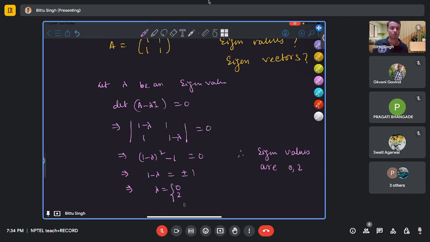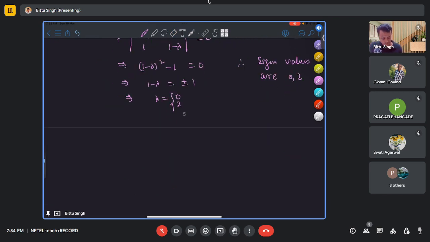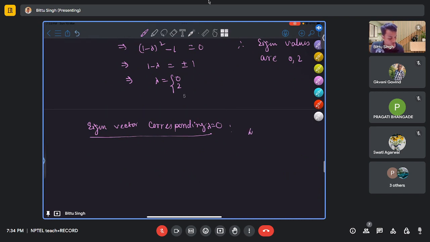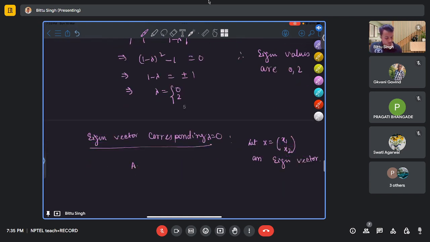Those are the eigenvalues 0, 2. Now let us find the eigenvector corresponding to lambda equal to 0. So what will be the eigenvector? Let x, which is the same as (x1, x2), be an eigenvector. Then the eigenvector will satisfy this relation, right?